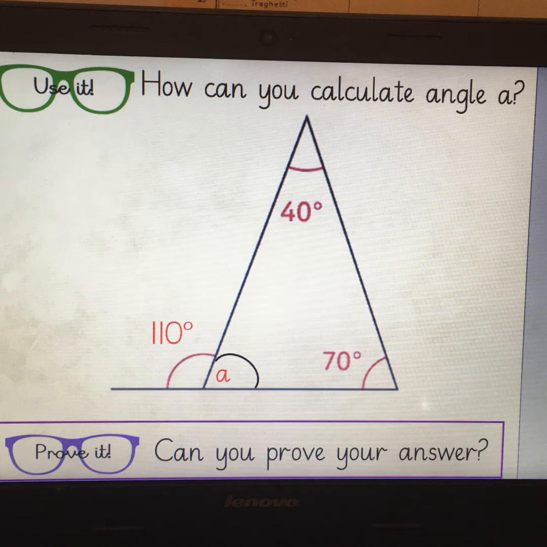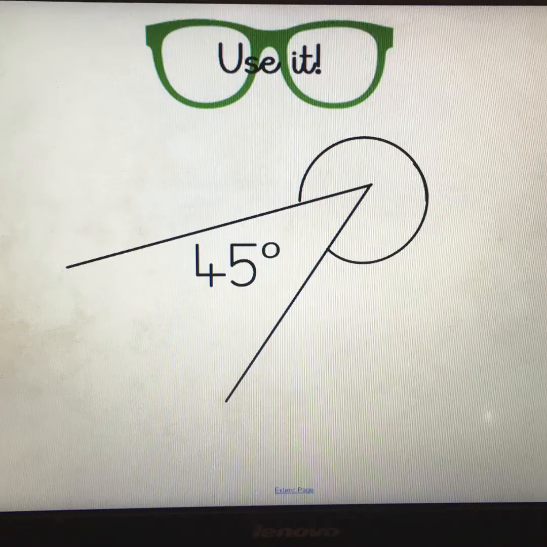Well, if you look along the bottom where the 110 degrees is, I can see that actually I've got a straight line. Okay, fact time. How many degrees on a straight line? 180. So I know that 110 plus A is 180. So to work this out, I could do 180, take away 110, which would be 70 degrees. So I could do this either way. Super. Okay then, hopefully we're doing all right so far.